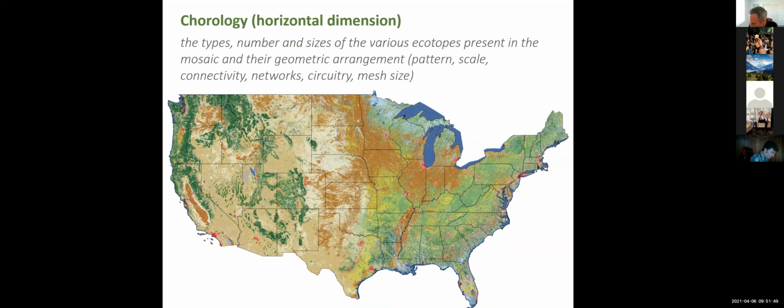So first, we'll start with chorology, which is the horizontal dimension of the mosaic. It refers to the types, number, and sizes of the various ecotopes that are present in the mosaic and their geometric arrangement. The chorology is often discussed in terms of concepts such as pattern, scale, connectivity, networks, circuitry, and mesh size, some of which we've touched on before in discussions of the arrangement of things like patches and corridors.